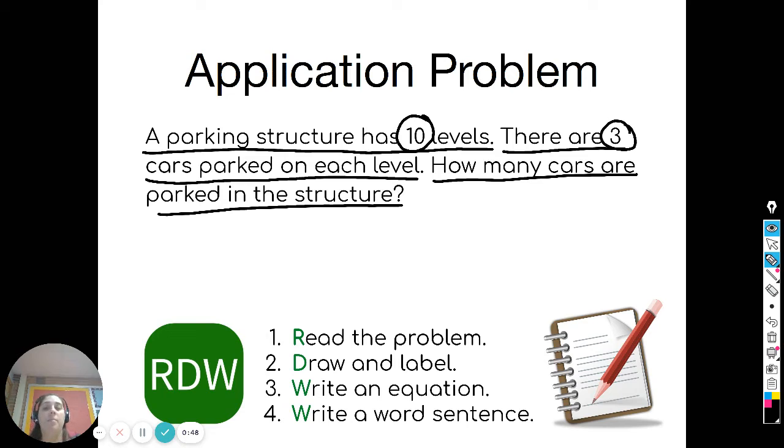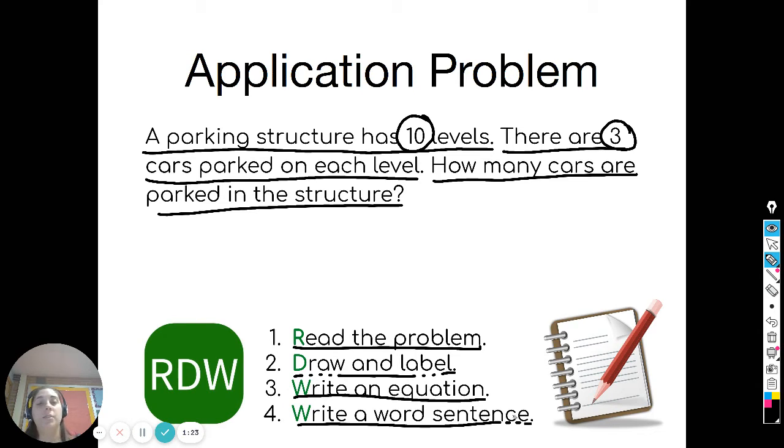Go ahead on your whiteboard and solve the application problem following the RDW process. Read the problem, which we did together. Draw and label. So draw some sort of picture or tape diagram or array that helps you solve it. Write an equation, so you're going to write either a multiplication or division equation, depending on what you think it requires. And then write a word sentence answer. Go ahead and begin. Make sure that you message me your answer in GoGuardian so that I know that you are ready to move on.